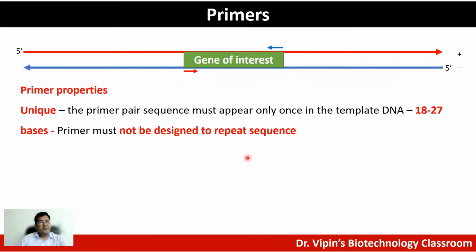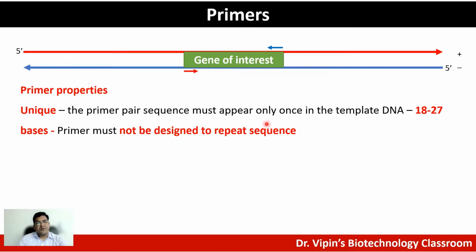So first, of course, the important property is that the primer has to be unique, right? So the primer binding sequence must come once and only once in the entire genome that you're looking at, or the entire larger DNA that you're looking at. You cannot have the same complementary sequence elsewhere on the DNA. In this context, what is also important is that the primer should not be designed to a repeat sequence. So as the name indicates, repeat sequences will be having multiple copies in the DNA, and therefore, if you design a primer by mistake to a repeat sequence, the primer would go to multiple places in the DNA and give you non-specific amplification, right?